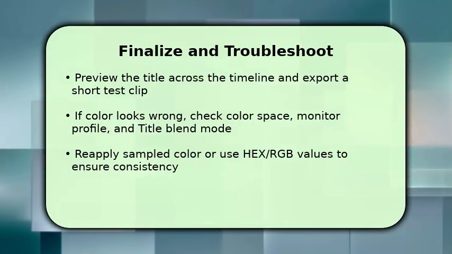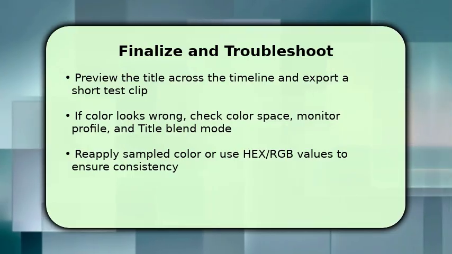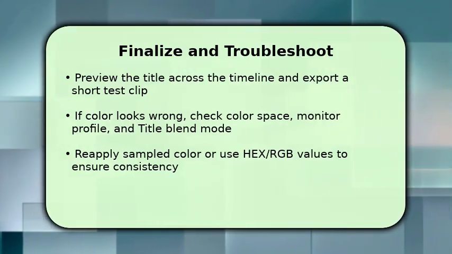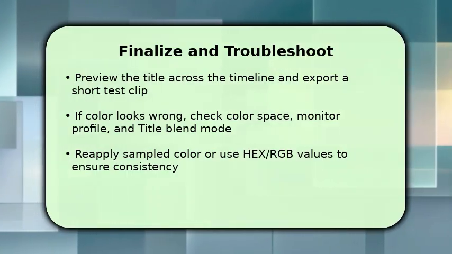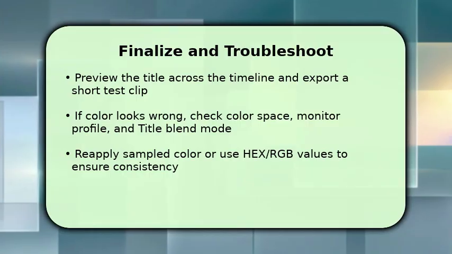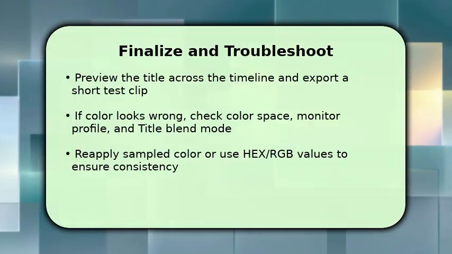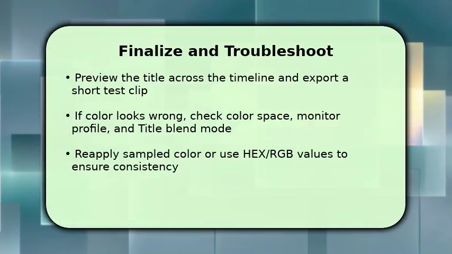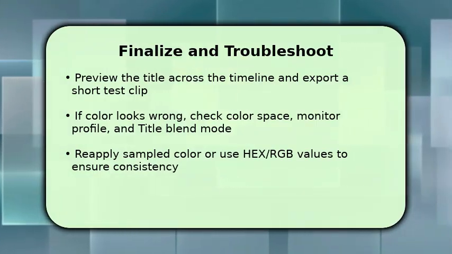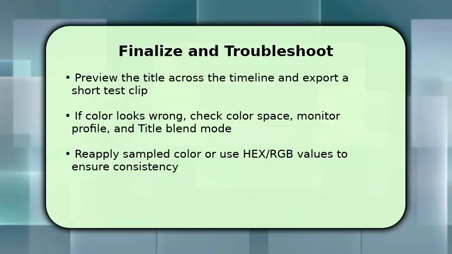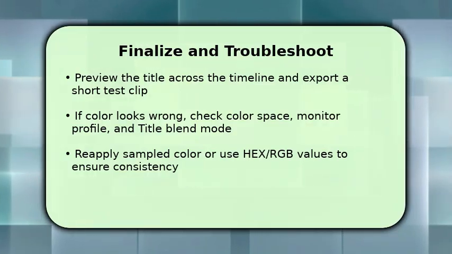If the text color looks off, make sure your project's color space and your monitor profile aren't shifting hues, and verify the title's blend mode isn't altering appearance. Once you diagnose the issue, reapply the sampled color or paste exact HEX/RGB values for consistency. If contrast still fails, add a subtle shadow or outline. This almost always fixes legibility problems.